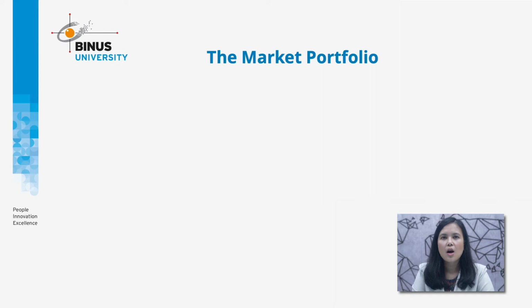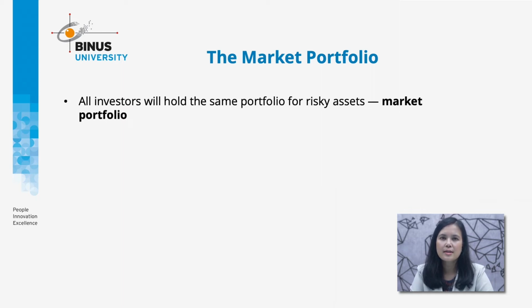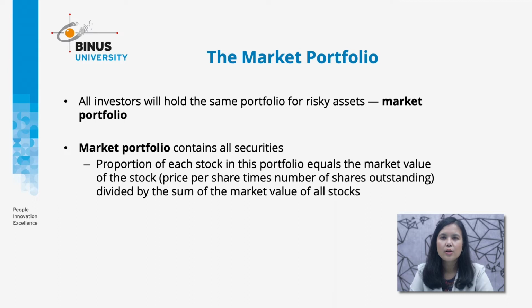So in this concept, all investors will hold the same portfolio for risky assets, which is the market portfolio. It contains all securities in the market. The proportion of each stock in this portfolio equals the market value of the stock divided by the sum of the market value of all stocks. The market portfolio is a portfolio consisting of securities, where the proportion invested in each security corresponds to its relative market value. Thus, the relative market value of a security is simply equal to the aggregate market value of the security divided by the sum of the aggregate market values of all securities.